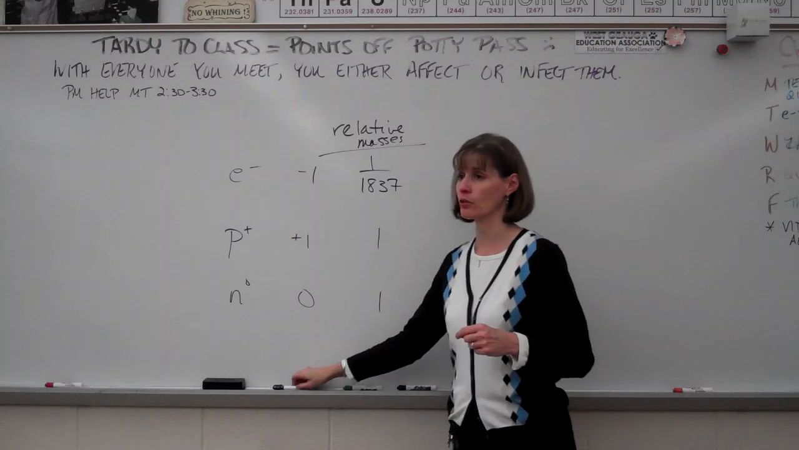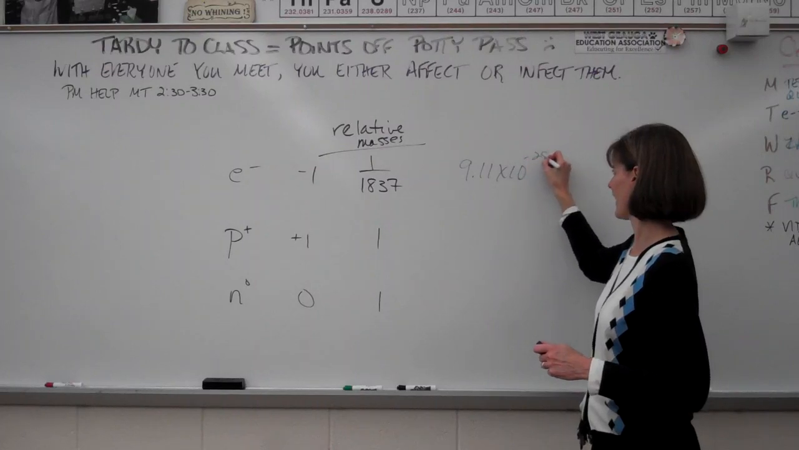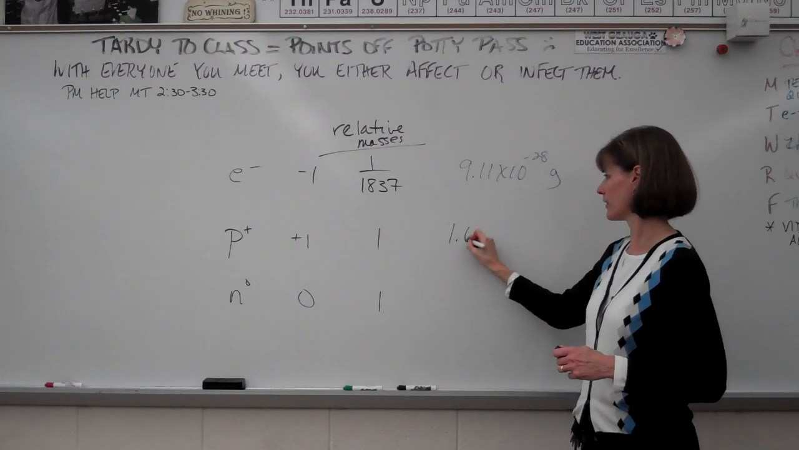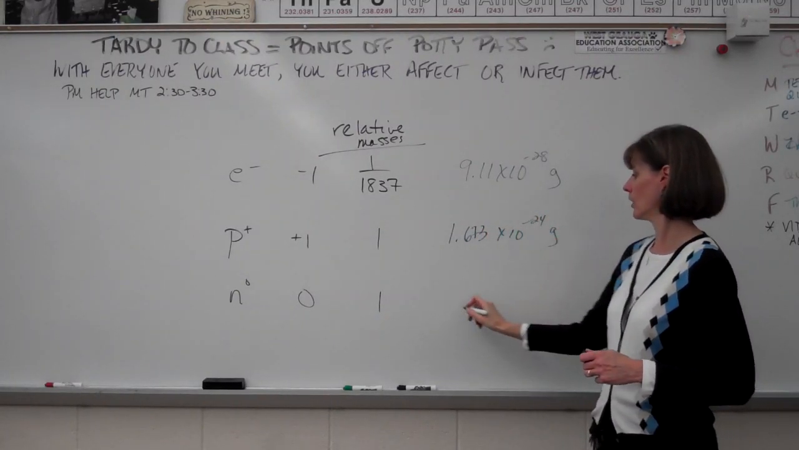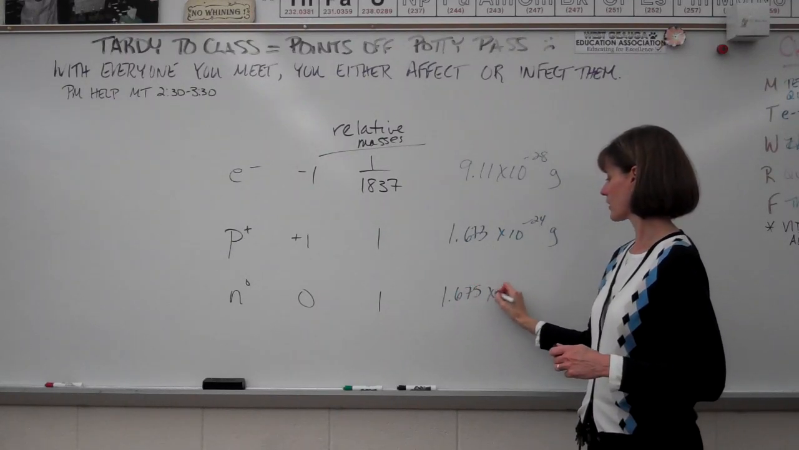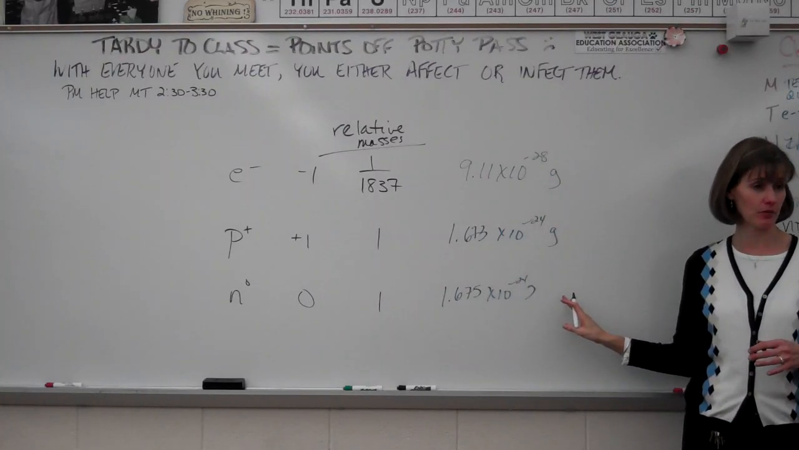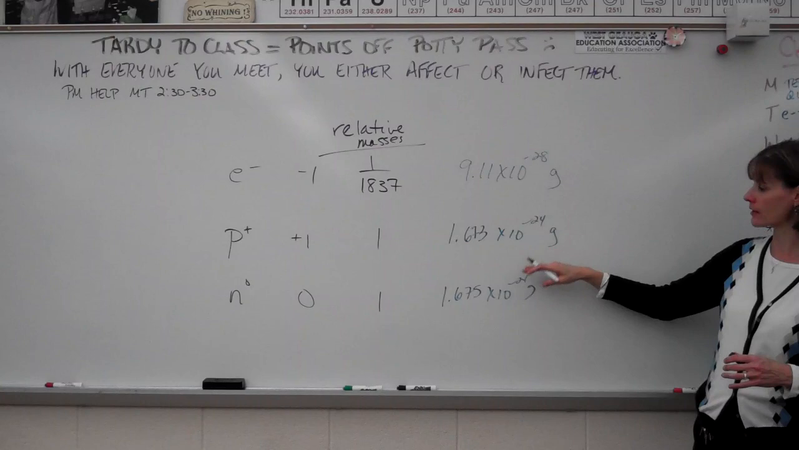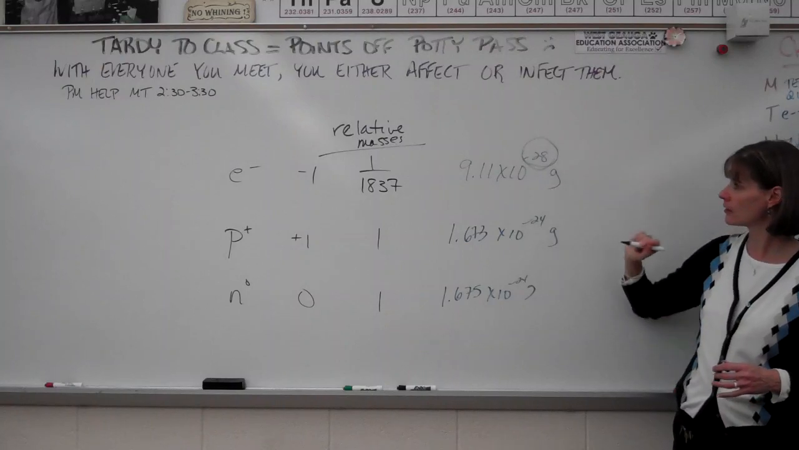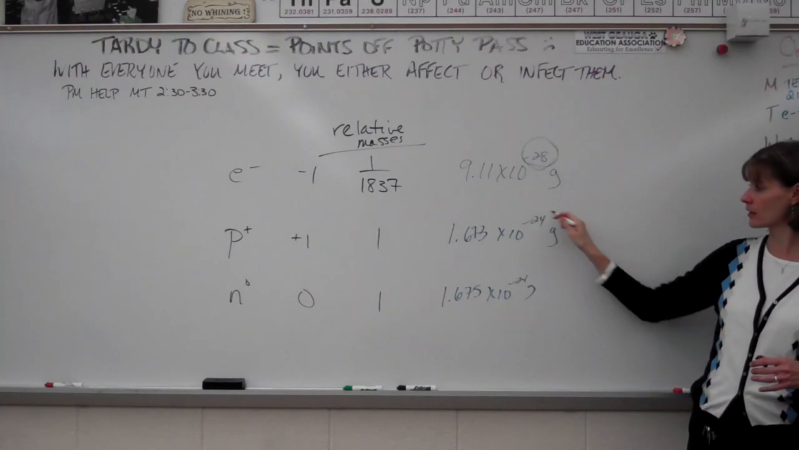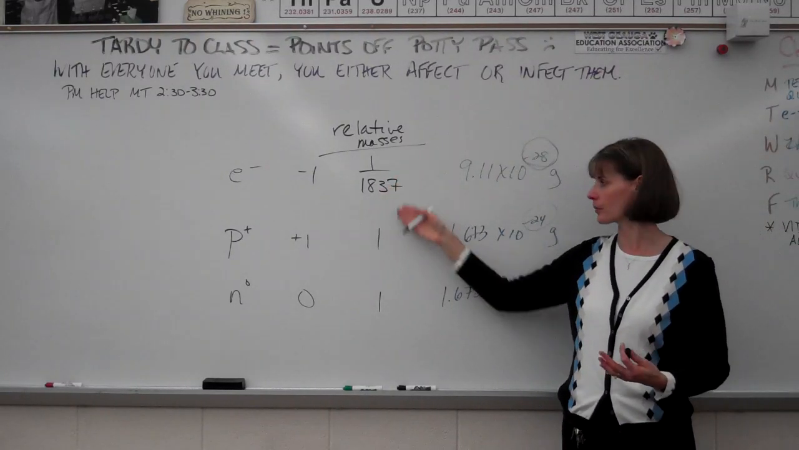If we have the value in grams, the electron is 9.11 times 10 to the negative 28 grams, the proton is 1.673 times 10 to the negative 24th grams, and the neutron is 1.675 times 10 to the negative 24th grams. Those are their actual masses in grams. So a neutron's heavier. Proton and neutron are about the same, but if we look at the exponent, we got 10 to the negative 28th versus 10 to the negative 24th. So we condense that for simple purposes.